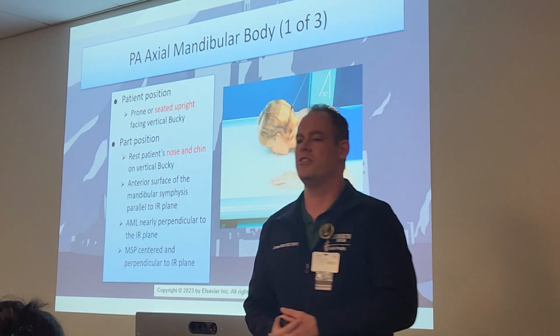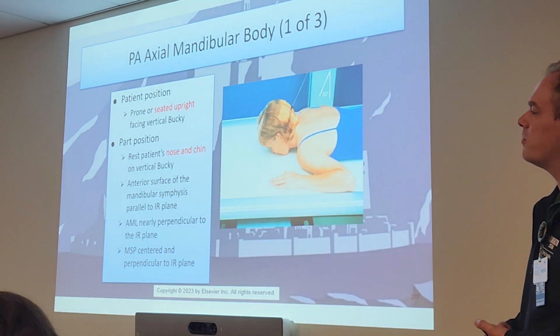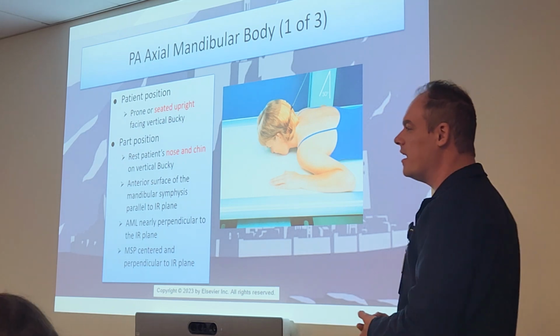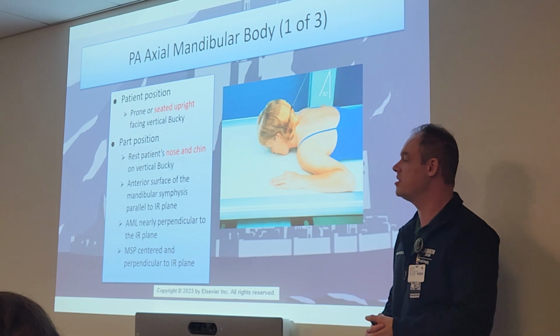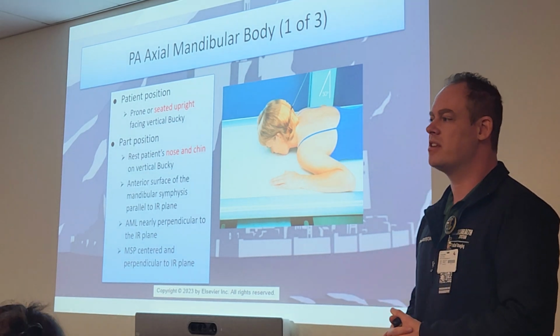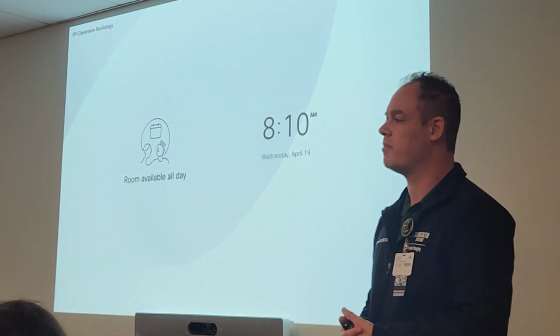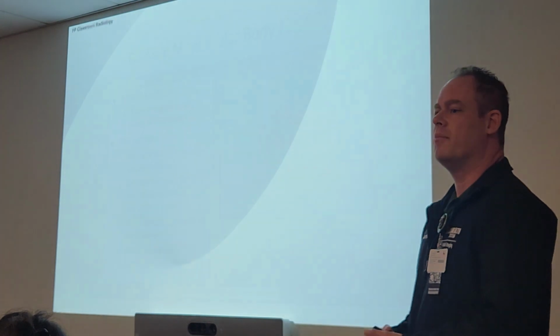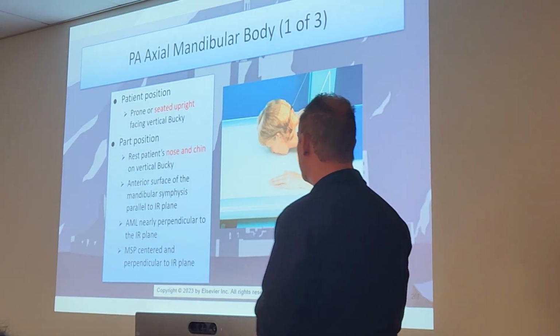Now, how are we going to position? Nose and chin will be touching the bucky. And that's a little bit different than how we did the rami, which is nose and forehead. We're going to have that anterior surface of the mandibular symphysis, or the tip of the chin, parallel to the IR plane. AML, it says nearly perpendicular, but not quite 100% perpendicular, just the way we are putting those body parts on the bucky. But as perpendicular as possible, and the MSP centered and perpendicular to the IR plane.